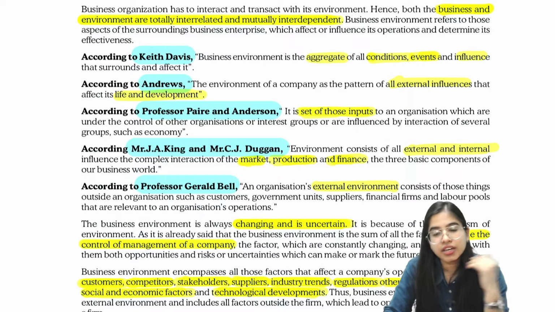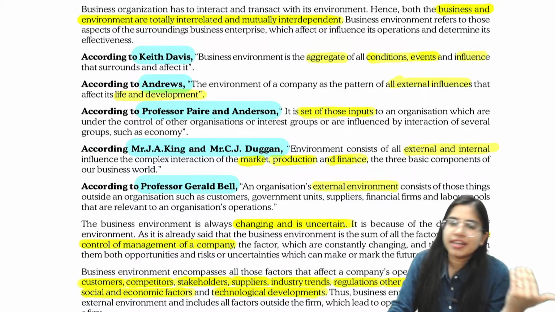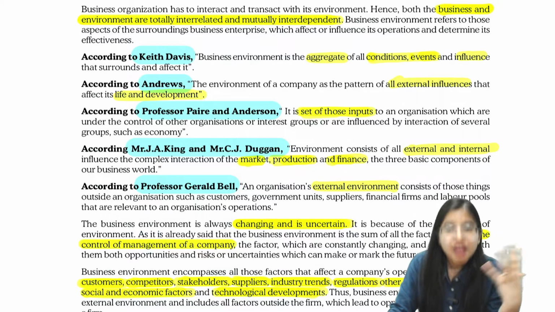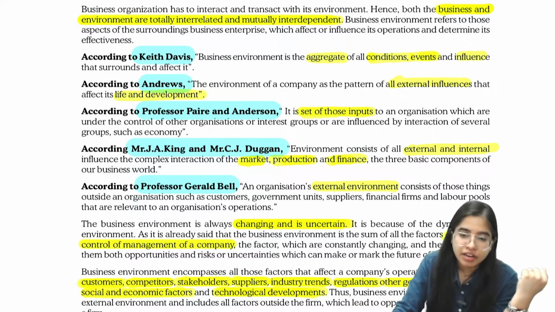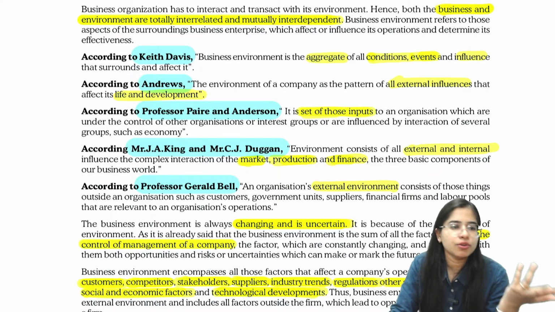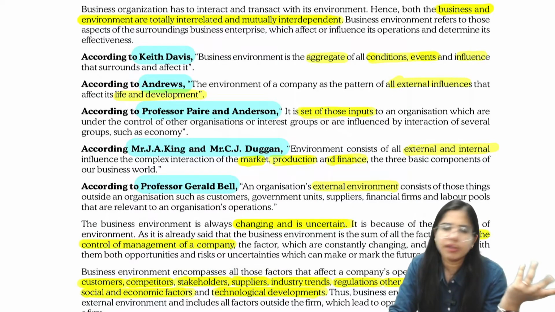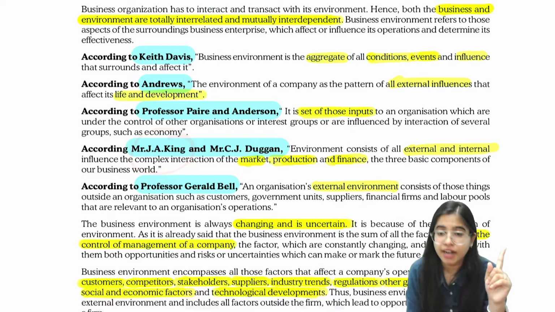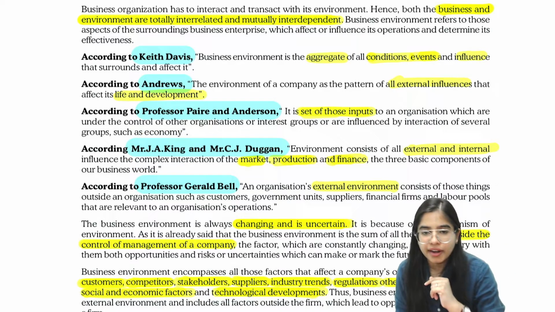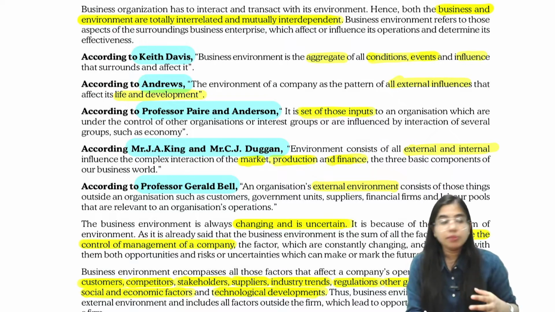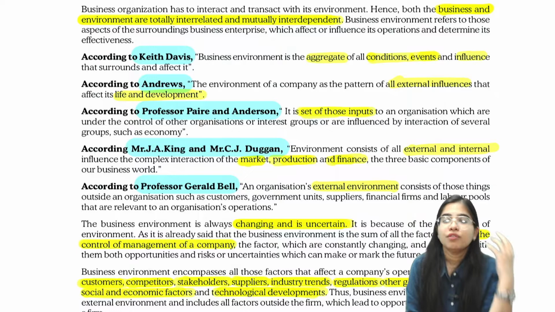What he said, usually environment is said to be all those factors which affect your business. Some people have said that it is only external environment. Some people have said that it is both internal and external environment. So logically, I would say business environment can be internal factors, external factors, all those factors which affect your business, right? Similarly, Mr. J.A. King has said that environment does not only mean external factors, it also means internal factors. So Mr. King has said that environment means all those external and internal factors which affect your business.